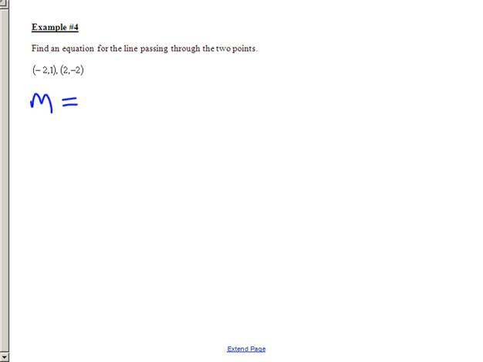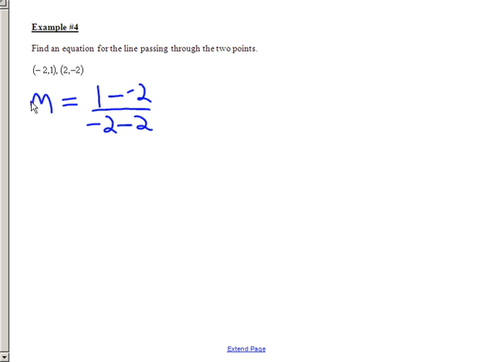Subtract the y's. 1 minus negative 2 over subtract the x's. Negative 2 minus 2. Notice this time I chose the first point to be x sub 2 and y sub 2. It doesn't matter. As long as you're consistent subtracting, you'll be fine. Okay, minus a negative.